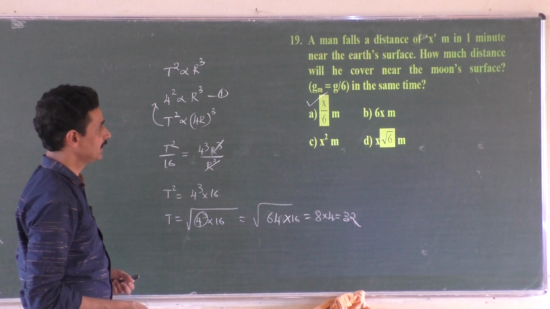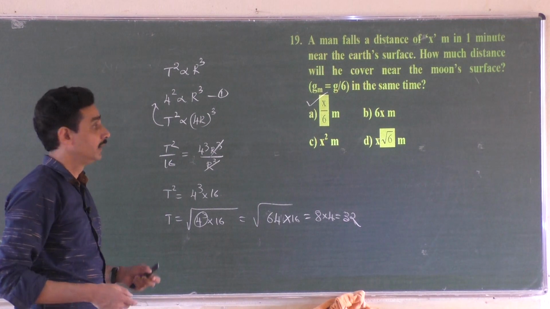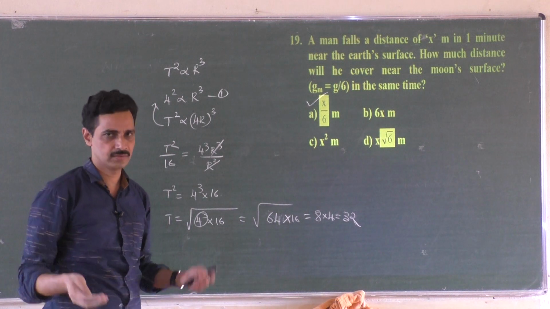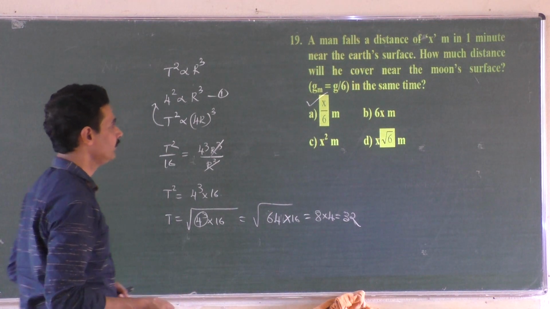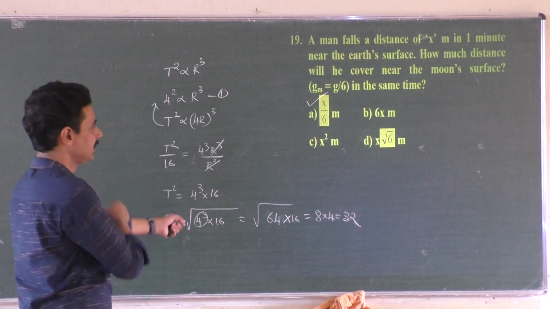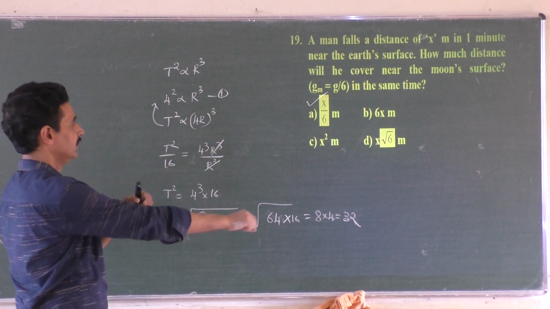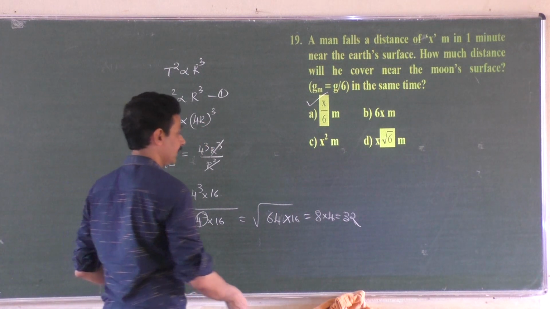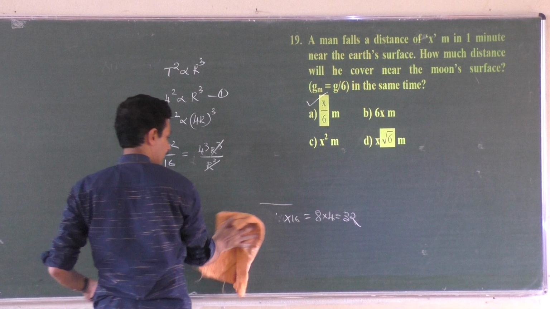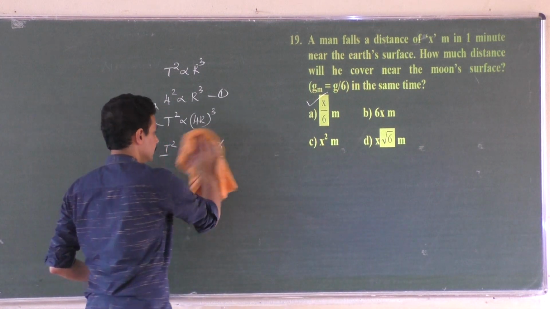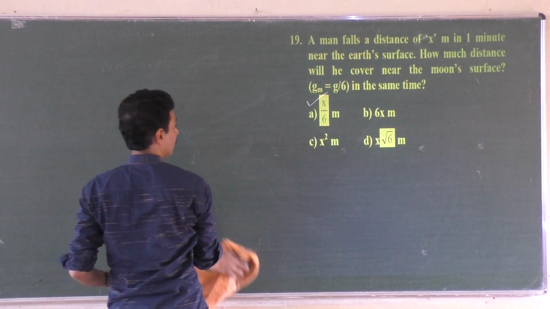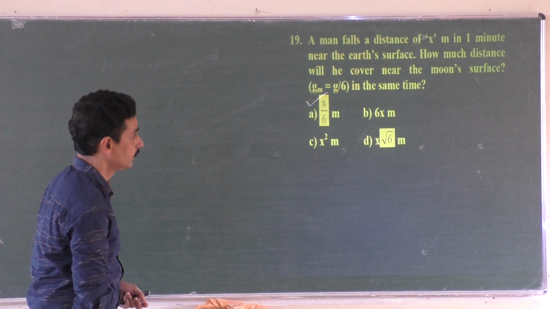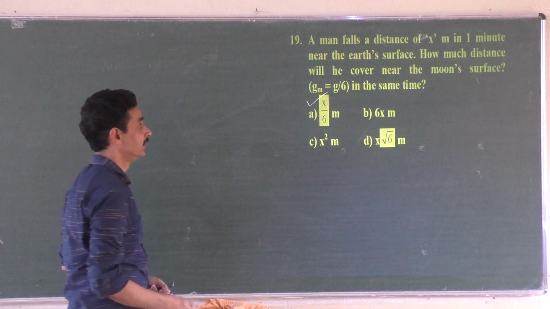A man falls a distance of x meters in 1 minute near the surface of the earth. Near means at a certain height where the acceleration due to gravity doesn't change. How much distance will he cover near the moon surface in the same time, where acceleration due to gravity is 1/6 of that on the earth? Acceleration due to gravity on the moon is 1/6 that on the surface of the earth. Now how much distance will he cover in the same time?